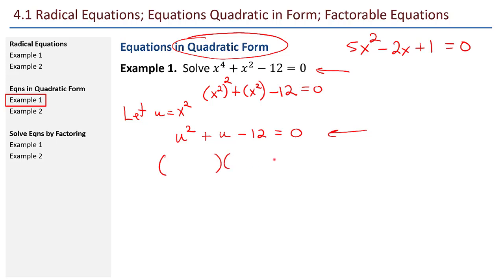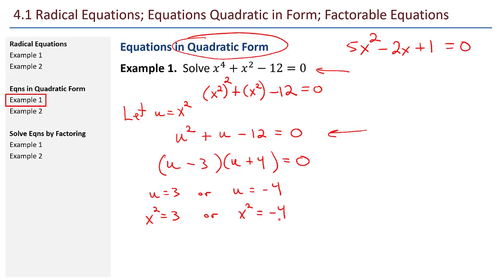Does this thing factor? All right, so I get u there. And 12, let's see, that factors as 4 and 3, so I probably want a minus 3 and a plus 4. That'll give me the plus u on the inside. So I have my two solutions, u equals 3 or u equals negative 4. But don't stop here. I'm not done yet, because now I need to actually resubstitute back what the u really equals. So x squared equals 3 or x squared equals negative 4.